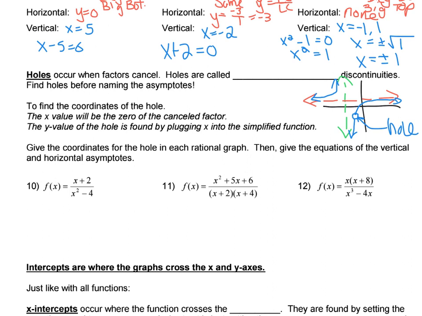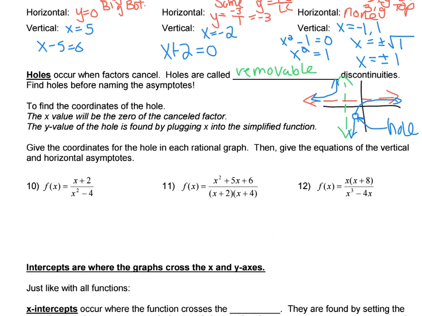They're also called removable. So vertical asymptotes were non-removable. Holes are removable discontinuities. The reason for that is we removed them. We canceled them out. So that's where that name comes from. You find holes before naming the asymptotes. So I know we learned asymptotes first, but holes is something you would check for before you actually get to asymptotes. So to find the coordinates of the hole, the x value will be the 0 of the canceled factor.